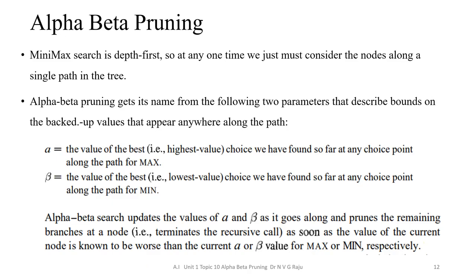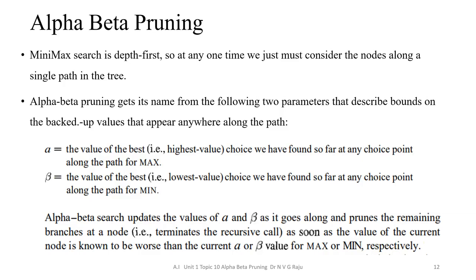Minimax search is a depth first search. So at any point of time, we just must consider the nodes along a single path in the tree. Alpha beta pruning gets its name from the following two parameters. Alpha is equal to the value of the best, that means highest value, choice we have found so far at any choice point along the path of max. Beta is equal to the value of the best, that means lowest value, choice we have found at any choice point along the path of min.